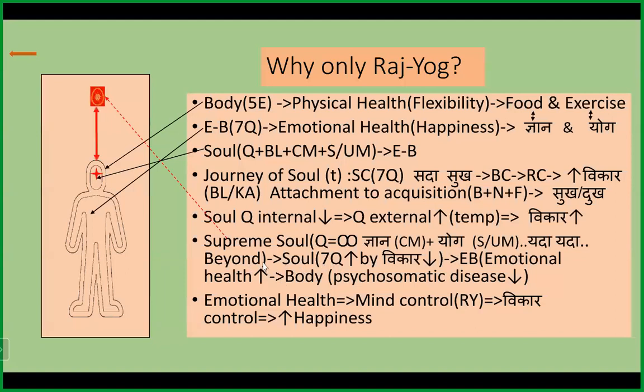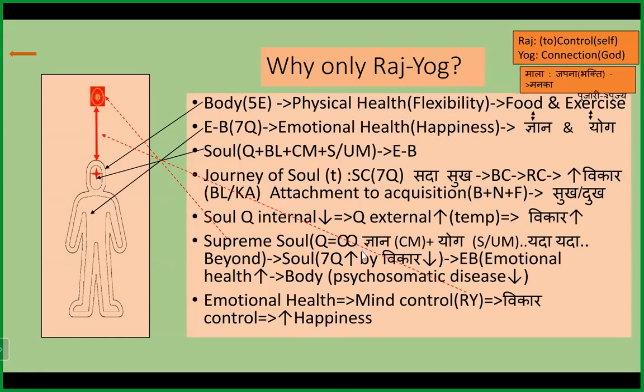Because of this Raj Yoga, the vikar black layer is removed and the soul is charged, and emotional health also improves, and psychosomatic diseases are reduced. Because of Raj Yoga, the mind is controlled, vikar is controlled, and that will regenerate happiness. Raj Yoga is control, and self yoga is connection to God. Ultimately, what you want is that mala japna is bhakti, but we want to become the mala, kamaltam. That is the ultimate objective: to go from pujari to pujya. That is the objective of Raj Yoga.